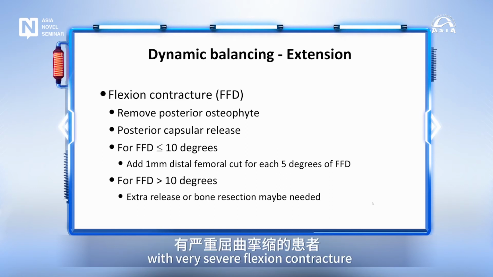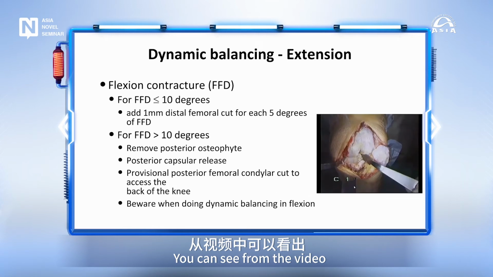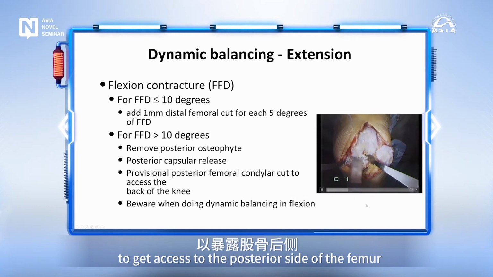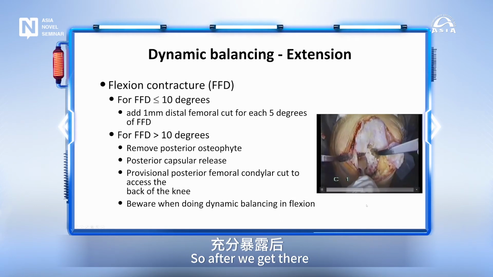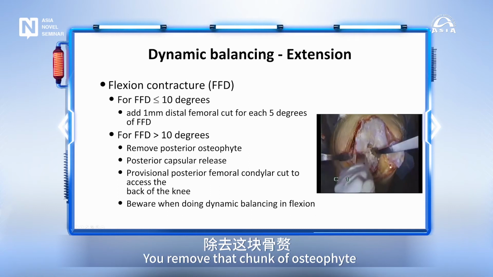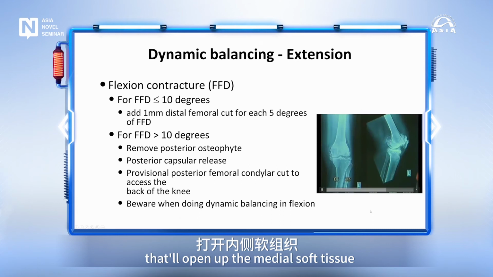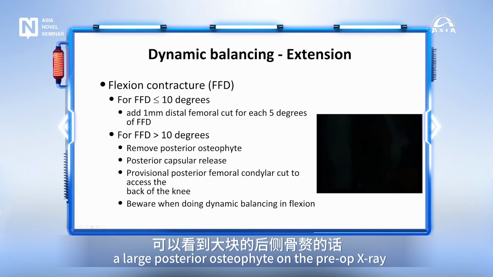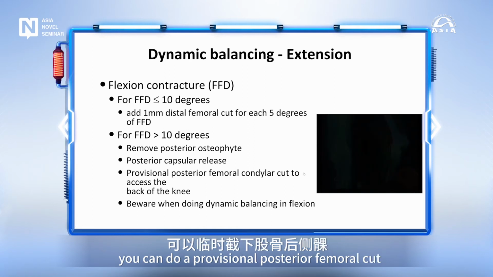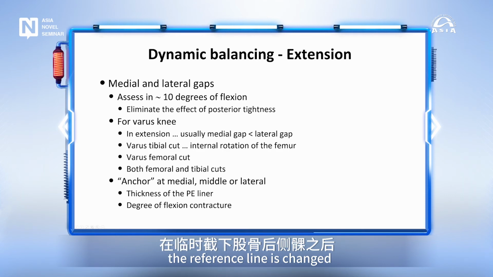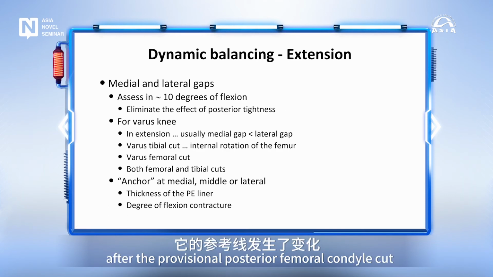So this is a patient with a very severe flexion contracture. You can see from the video, we did a provisional posterior femoral condyle cut to get access to the posterior side of the femur. After we get there, you can remove this piece of osteophyte. Remove that chunk of osteophyte, and that will open up the medial soft tissue. If you see large posterior osteophytes on the pre-op X-ray, you can do a provisional posterior femoral cut, but you have to beware of the balance in the future, because the PCL reference line is changed after the provisional posterior femoral condyle cut.